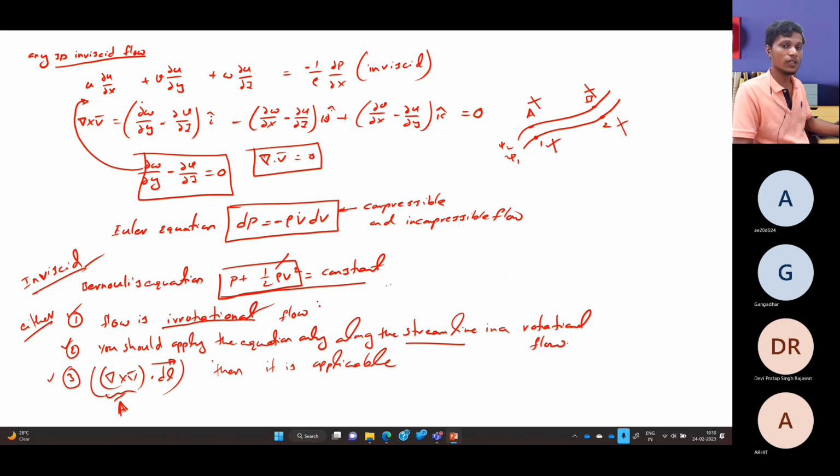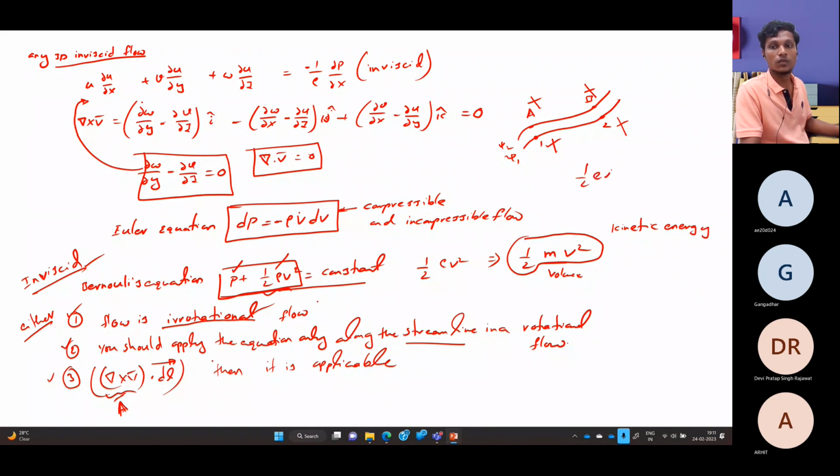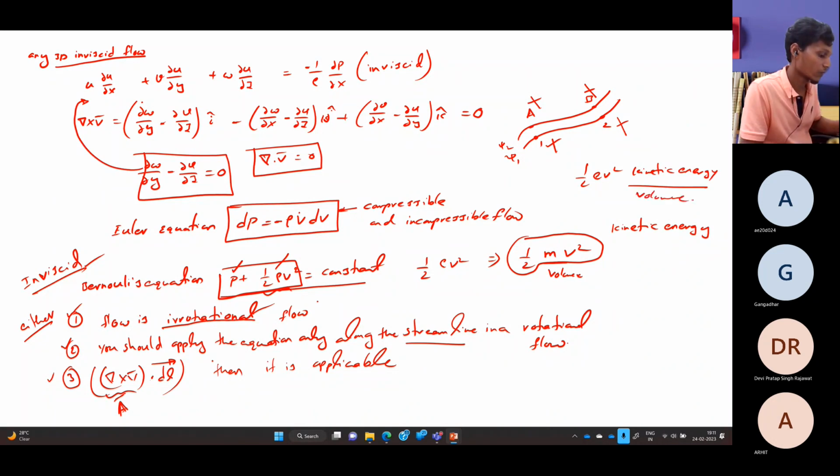Here, one more important point: this is the pressure, and this half rho V infinity square, half rho V square, I can write as half mass by volume times V square. Half m v square is the kinetic energy from our basic physics. So half rho V square is nothing but the kinetic energy per unit volume. Keep in mind this is the local kinetic energy of the flow field per unit volume.